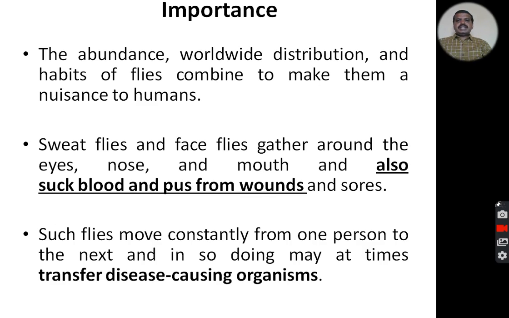As far as the importance is concerned, because 125,000 known species are categorized, they are very abundant in number. Their cosmopolitan, worldwide distribution and the habit of the flies combine to make them a nuisance to human beings. Since these are small active flyers, they are usually present in the environment, and can also be present in the houses, including the mosquito and other active flyers.